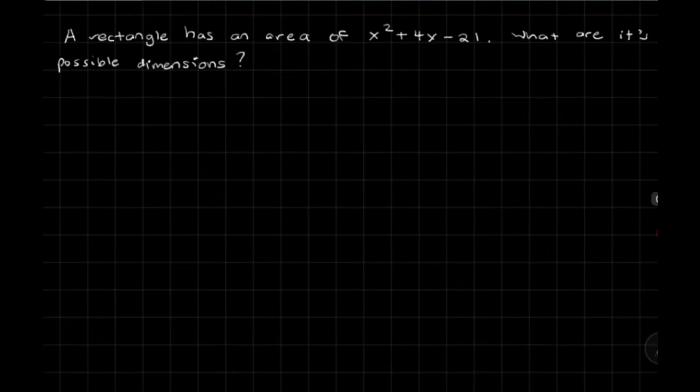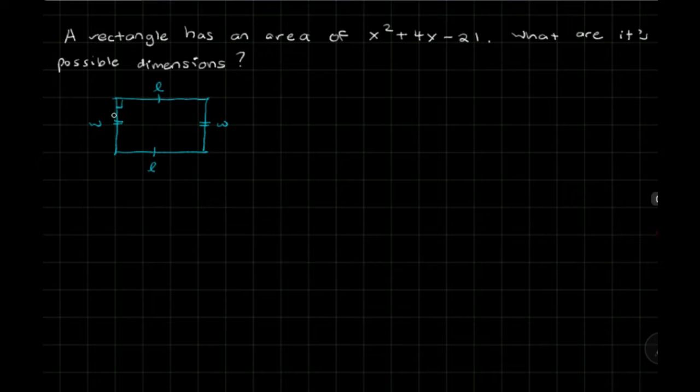Okay, let's take a look at a problem-solving question where we're going to be using factoring. So a rectangle has an area of x squared plus 4x minus 21. What are its possible dimensions? Well, if we look at a rectangle, we're going to have two dimensions, the length and the width, right? And this side and this side length should be the same, and this side length and this side should be equivalent, and these are all 90-degree angles.